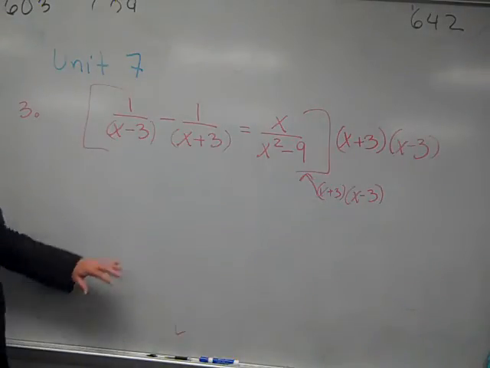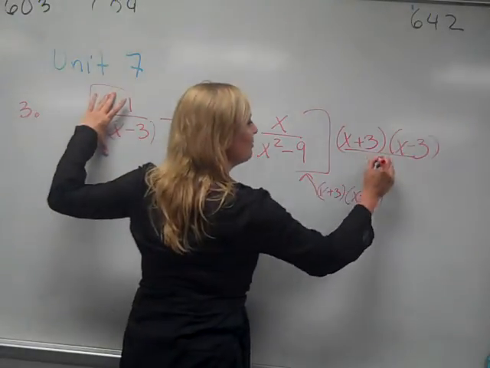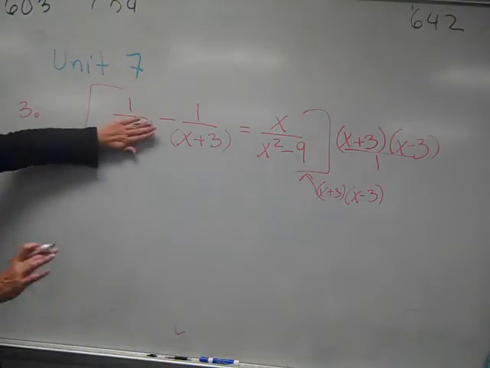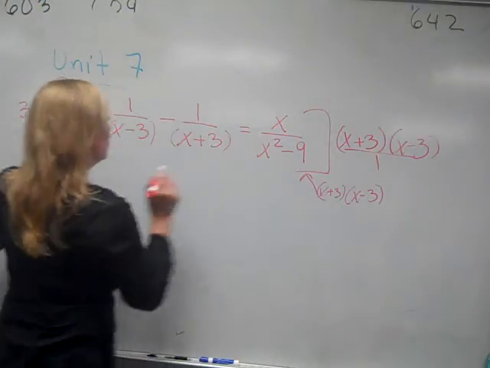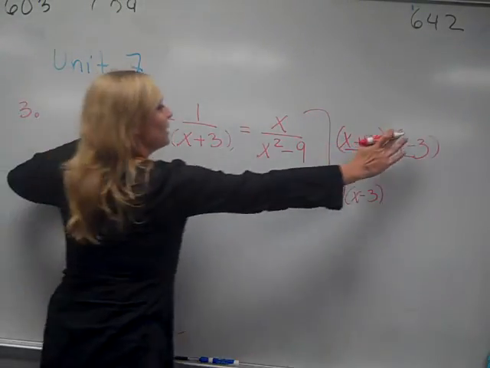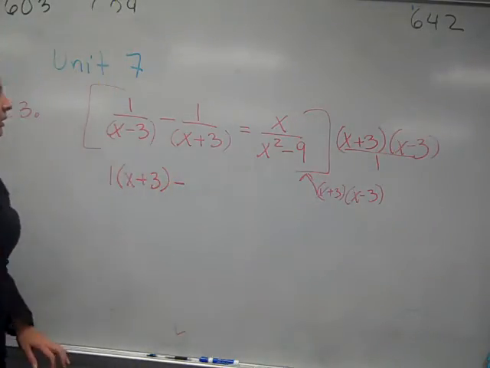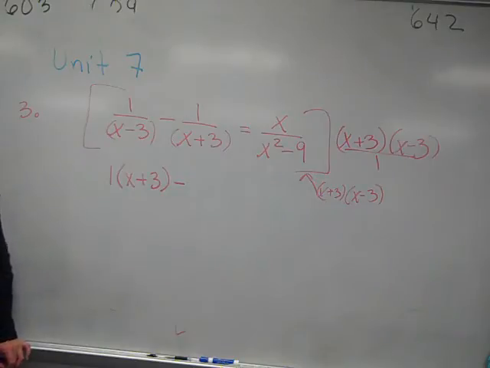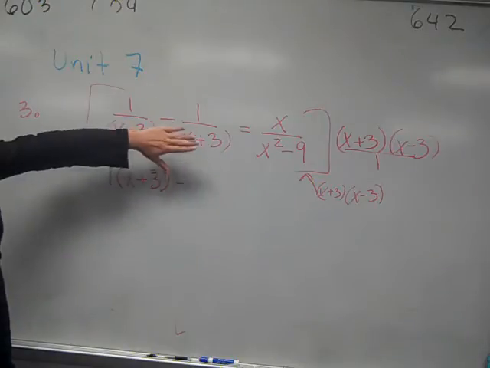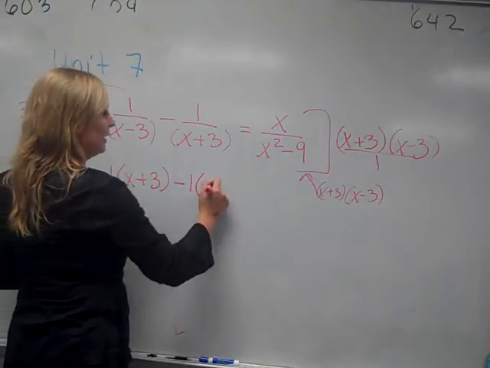Ready to cancel? If you have 1 over x minus 3 times this fraction, what cancels out? The x minus 3. All right, your x minus 3's cancel out, so you have 1 times what's left? X plus 3. 1 times x plus 3. Ready for the next part? You have 1 over x plus 3. What cancels? X plus 3. And what's then left? X minus 3. 1 times x minus 3.